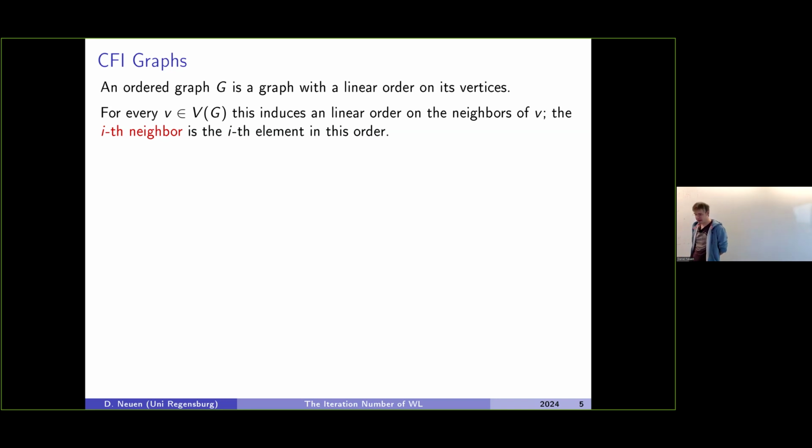One important thing here is that if you have a linear order on the vertices, then it also induces a linear order on the neighbors of each vertex. So if I look at some vertex v in the vertex set of G, then the ith neighbor of v is the ith element in this order. If I have 4 neighbors, then I have a first, a second, a third, and a fourth neighbor, according to the linear order that I have globally fixed on my vertex set.